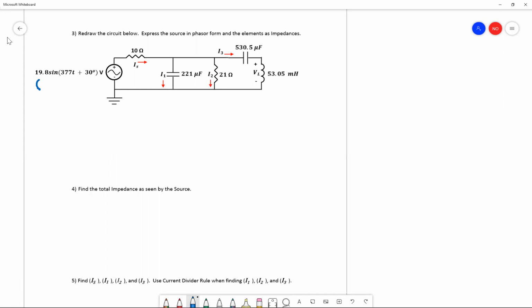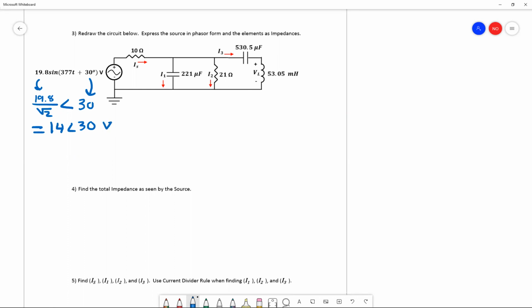What we do with these is we just take the peak voltage attached to the equation and we divide it by square root of 2. And then we use that same angle that's right here connected to it. So that's just 30 degrees. So this comes out to roughly 14 at an angle of 30 degrees. And that is in volts, of course.